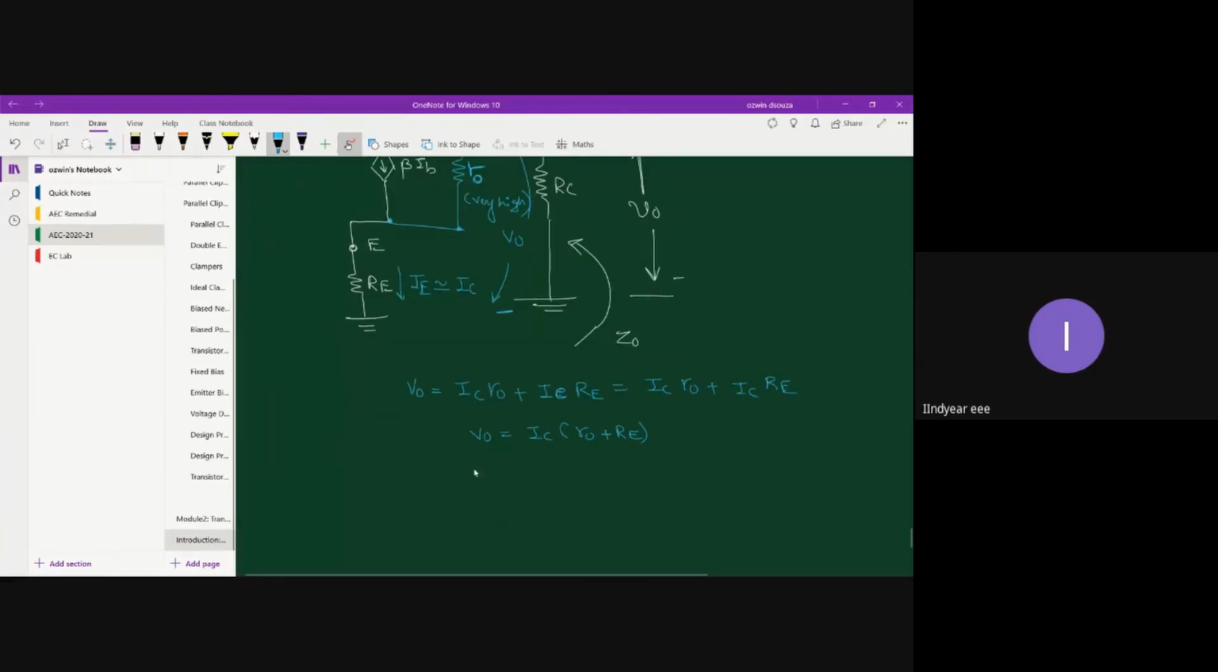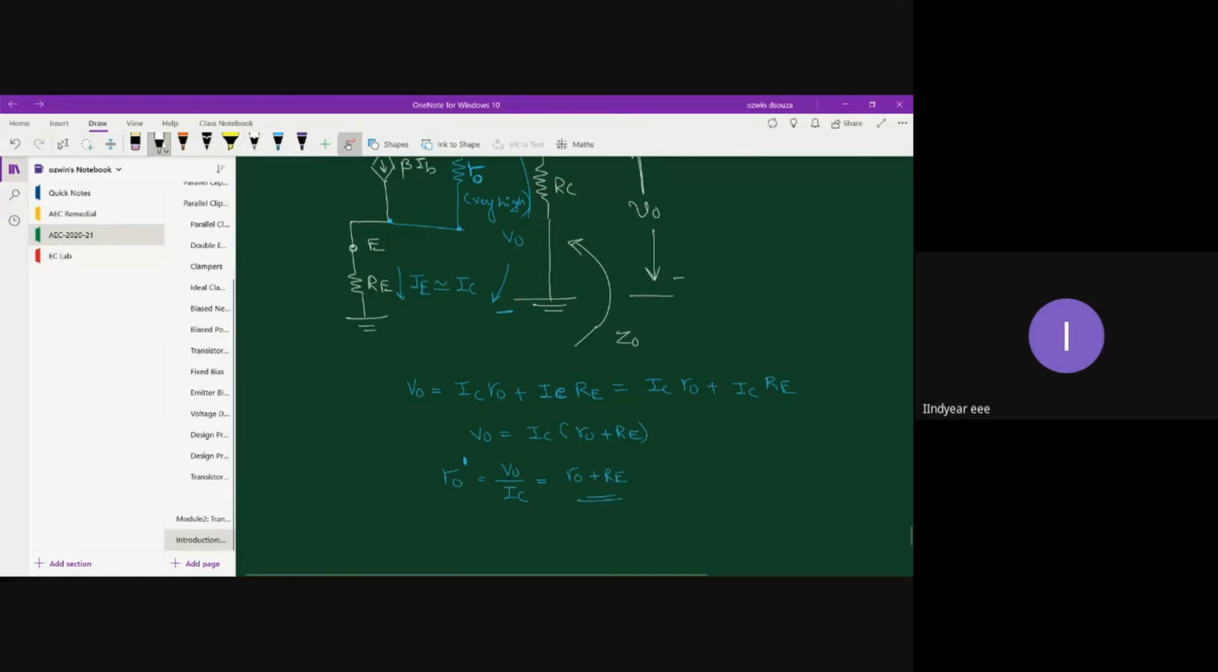So V0 is basically IC times (R0 plus RE). Let me take the ratio V0 by IC and claim it as R0 dash. So R0 dash is the V0 by IC ratio, which is equal to R0 plus RE.